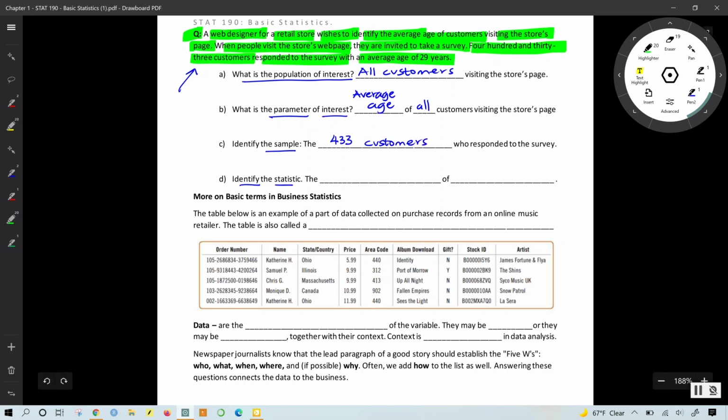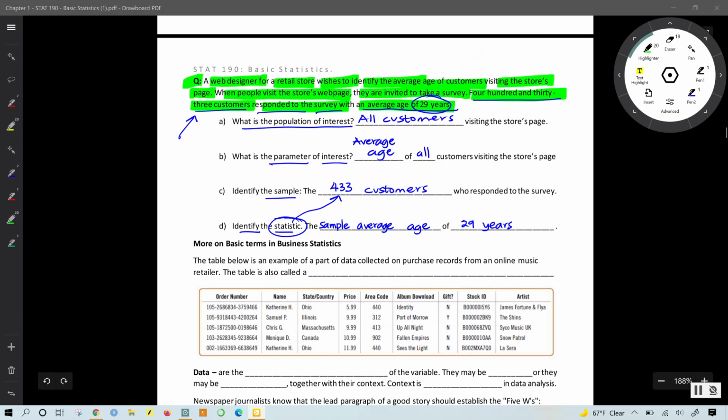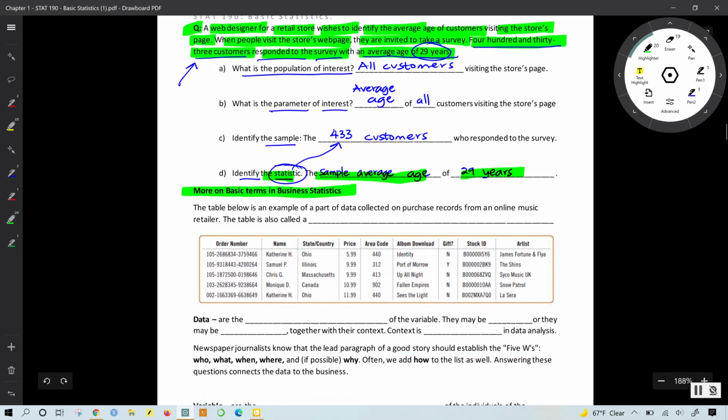Now we're required to identify the statistic that will be the characteristic of these 433 customers. We're told that 433 customers responded to the survey with an average of 29 years. So this number pertains to the sample and it is the statistic. That will be the sample average age of 29 years. So we have written down the statistic, which is the sample average age of 29 years. And with that, we proceed to more basic terms in statistics.